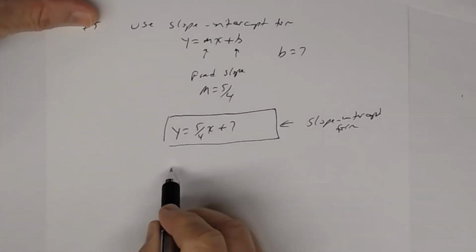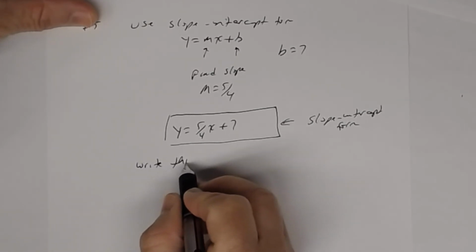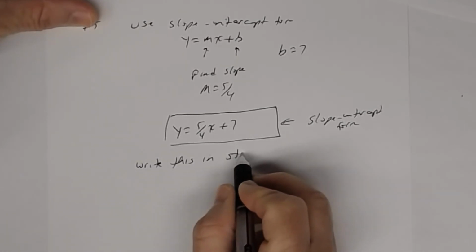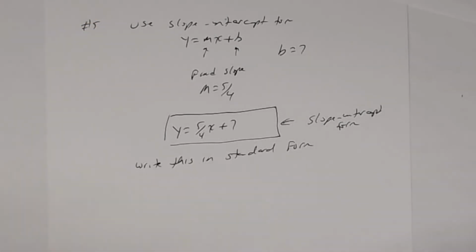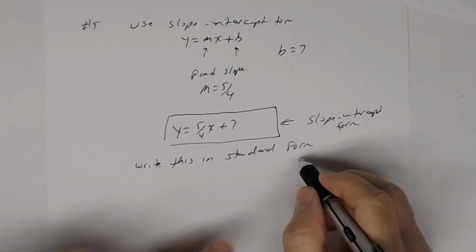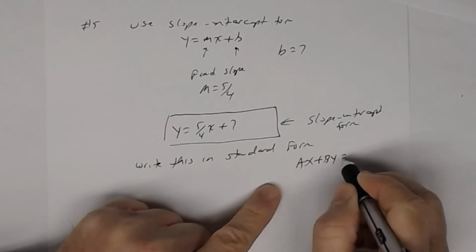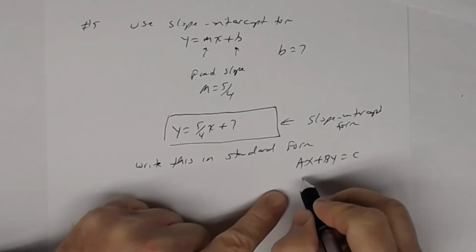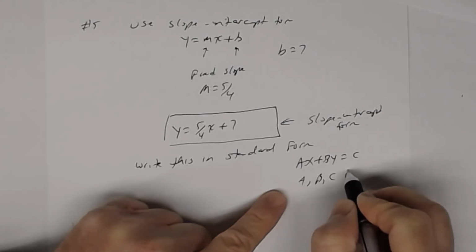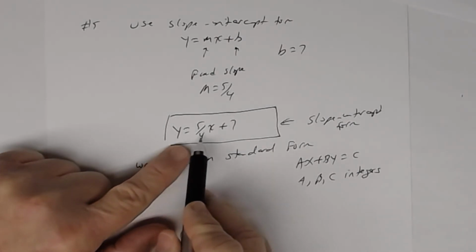But what if they asked you to put this in standard form? So let's go ahead and write this in standard form. Now remember, standard form is where you write it as this equation: ax plus by equals c. So all the variables on one side, constants on the other, no fractions. So you want a, b, and c to be integers. So notice I have a fraction here. So let's go ahead and clear the fraction.